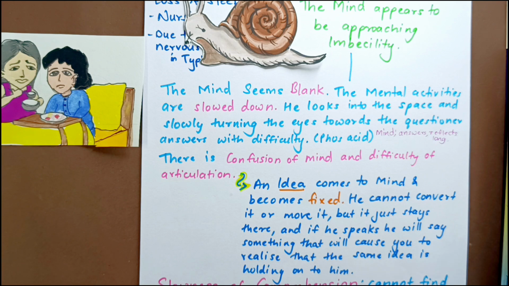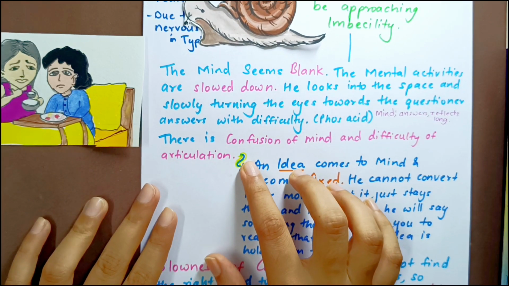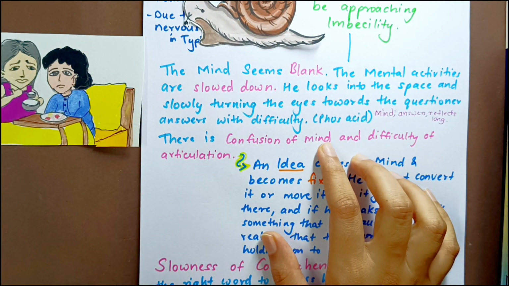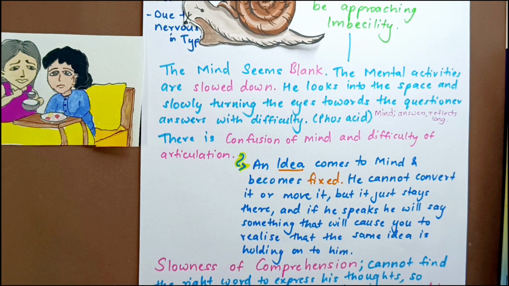In the same way, you see that even in the mind they are very much slowed down. They look into the space and they cannot answer whatever somebody asks them. They have to think a lot and try to recollect their thoughts to be able to answer. It takes a long time for them to do that. So there is confusion of mind and difficulty of articulation. They cannot just recollect and then speak what they have recollected. That whole process is abnormal in them. It's not taking place in a normal way.